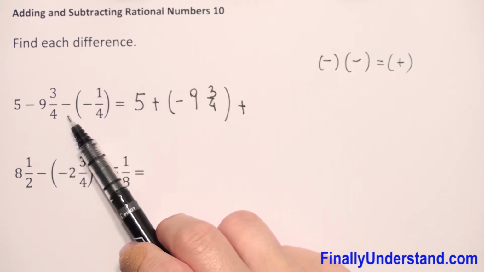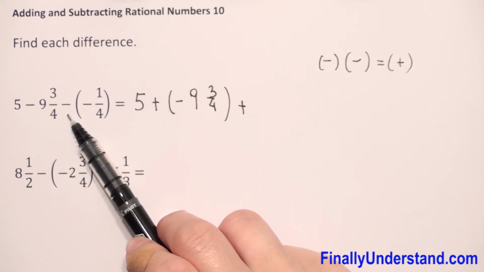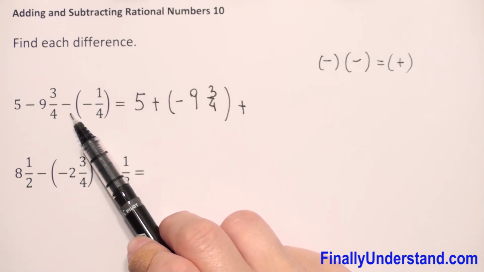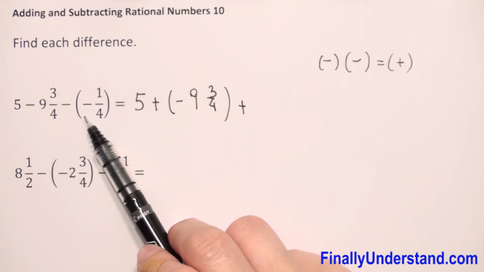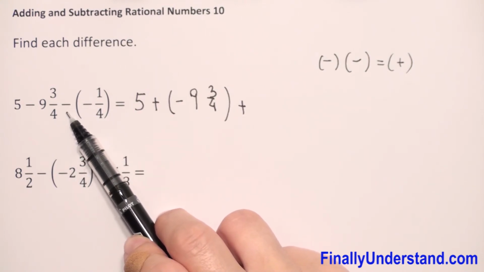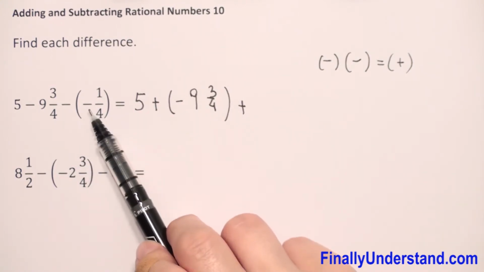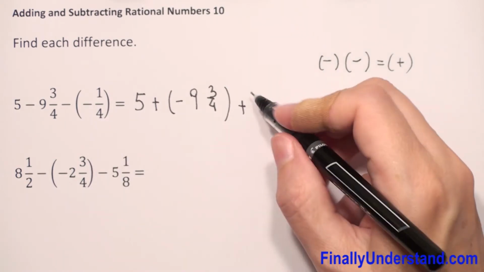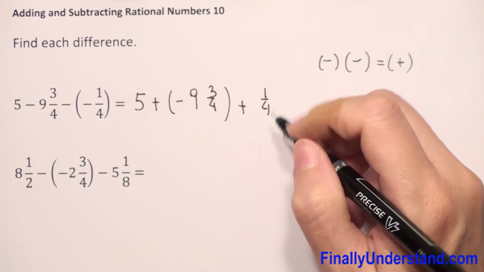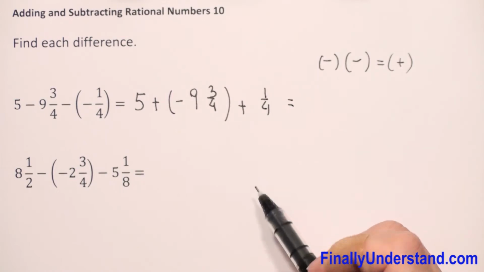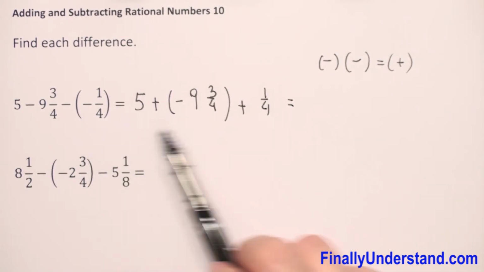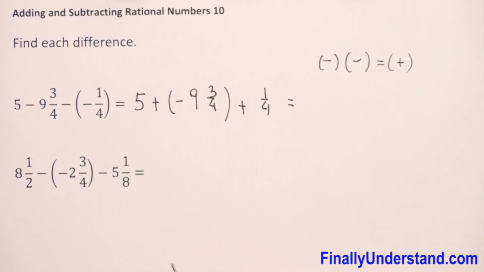you have to remember that when you subtract, you change subtraction to addition of opposites. So we change subtraction to addition, and the opposite of negative 1 over 4 is 1 over 4. So this is equal, or like I said, negative and negative is positive. Just memorize this rule. And now we have addition.